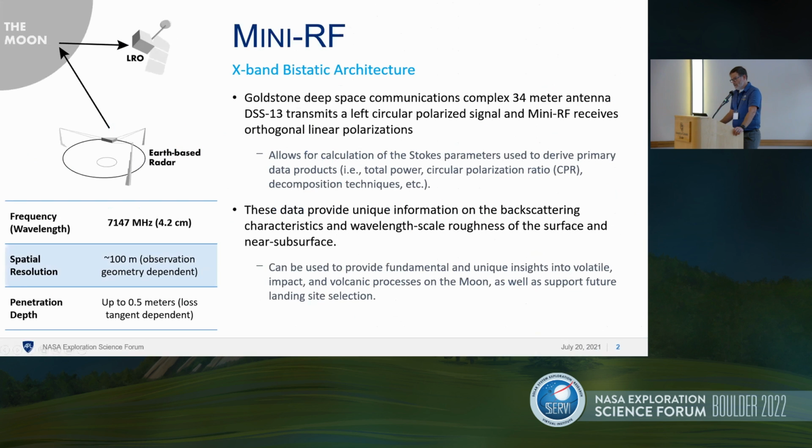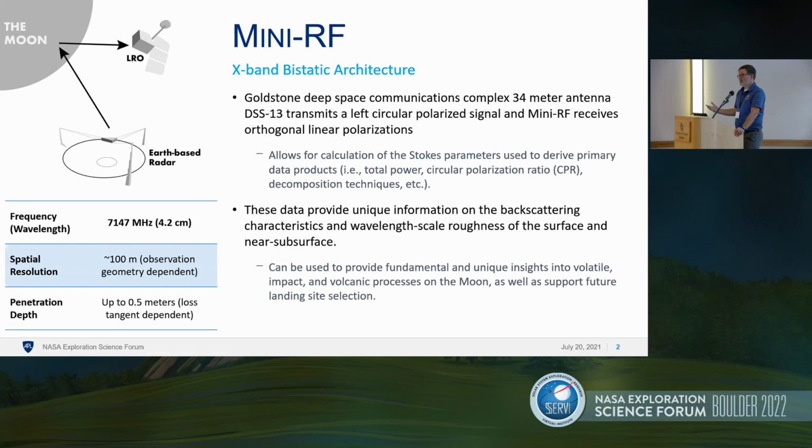Oh, there we go. Okay, so let me first introduce you to the X-band bistatic architecture. Some of you may know, some of you may not. But we operate as a bistatic instrument. So our receiver and transmitter are not co-located in the same place. In this case, MINER-F is the receiving system, the receiving antenna, and we transmit a signal and bounce it off the moon. We transmit that signal from the ground with a 34-meter dish antenna, DSS-13, which is part of the Goldstone solar system radar complex.